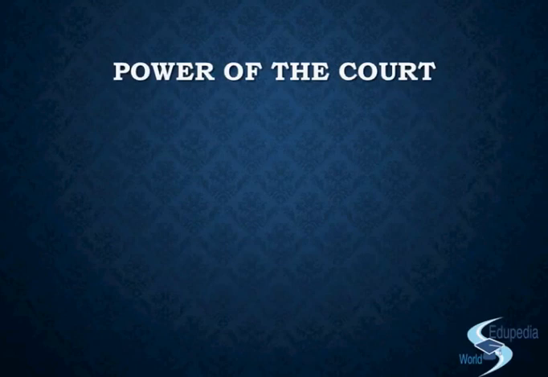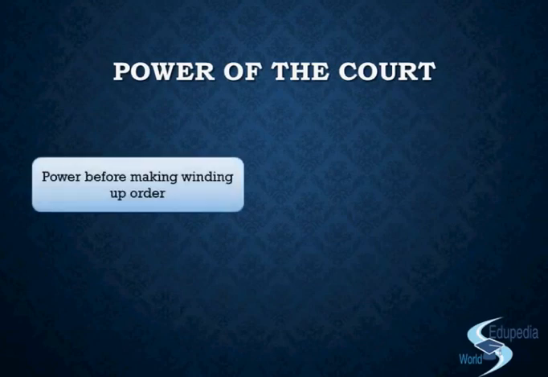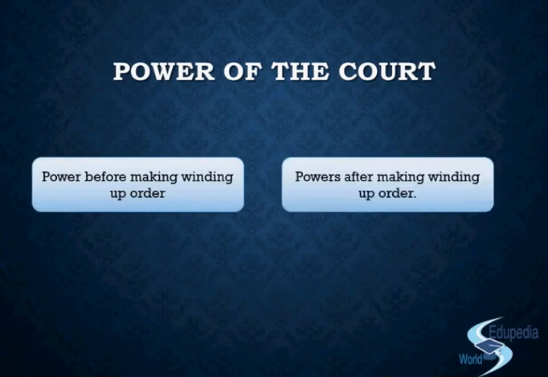And remember, the powers of the court, when we are discussing in the chapter, we will segregate into two time zones, right? Basically, one is the power before making the winding up order, and the other section is the power after making the winding up order, right? So just the winding up order is not the conclusion, right? It is not the last stage of reference to the court. Winding up order is just the beginning.